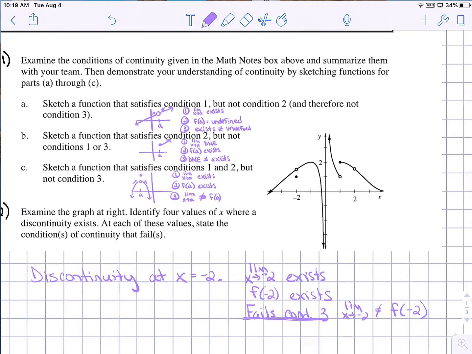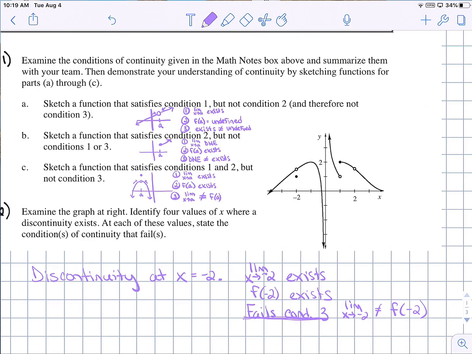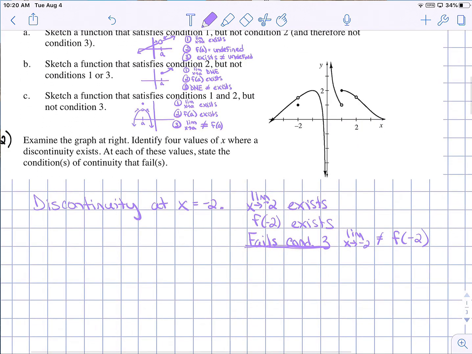So now I want you to pause. I want you to go find 3 other points, and I want you to describe which condition fails, and I want you to actually do this. Don't just wait for me to come back. Go. Okay, welcome back. I hope you did it. Let's look at 3 other points of discontinuity.